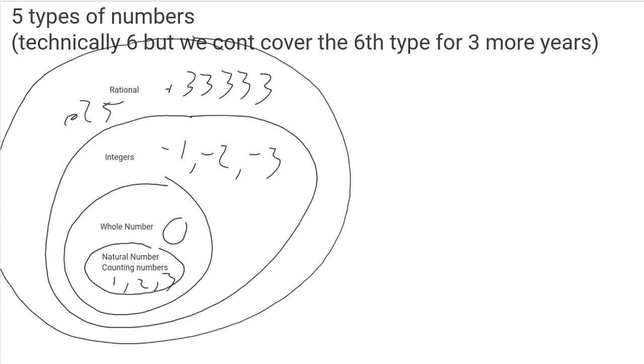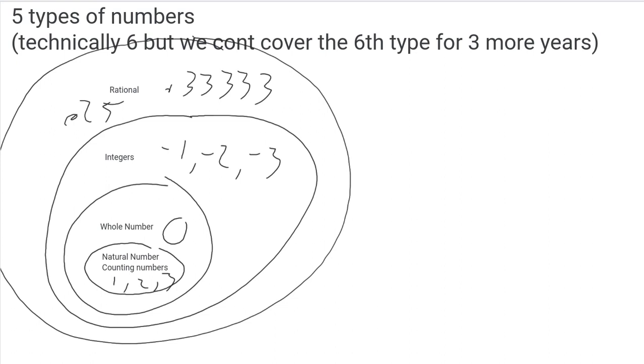So rational includes 1, 2, 3, 0, -1, -2, -3, and these decimals. So the only difference between all of these is natural numbers do not include 0. But whole numbers include 0 and these. Integers include these and these, but whole numbers do not include these.